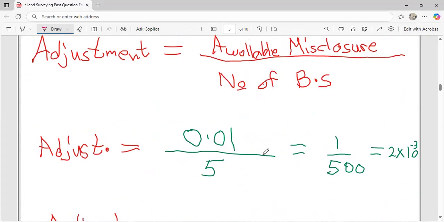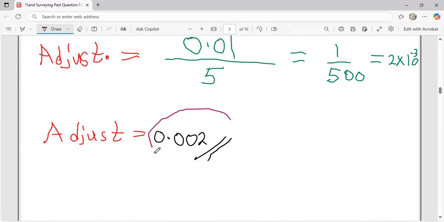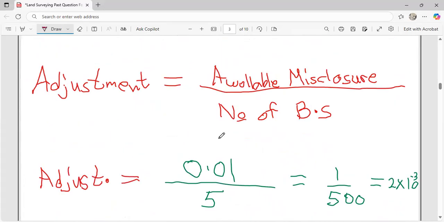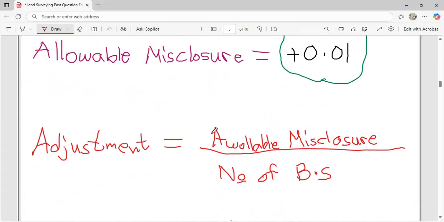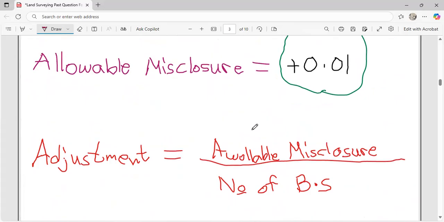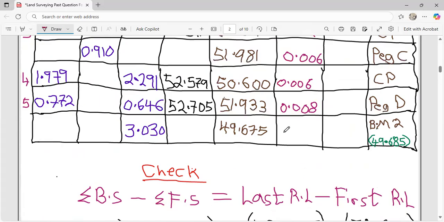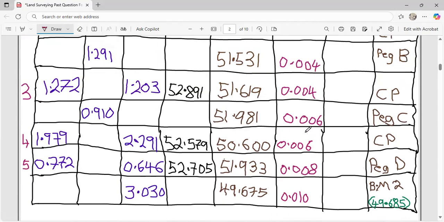So 5 times this value. 5 times 0.002. What are we getting? We are going to get 0.01. But in leveling, we want to be precise, so we are maintaining three decimal places. Because of that, we just have to add a 0 to this, making it 0.010. As simple as that.